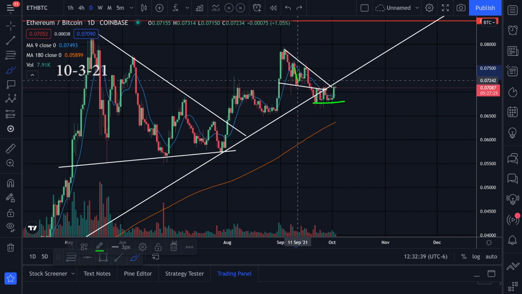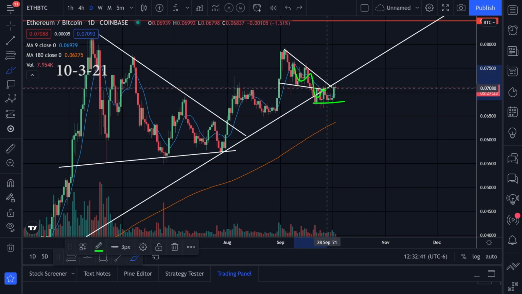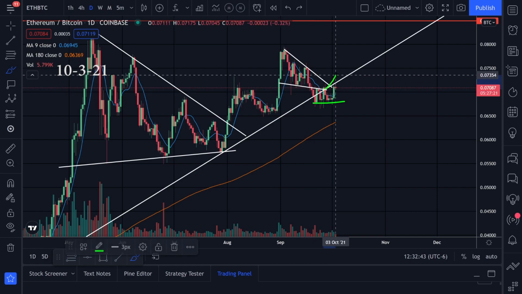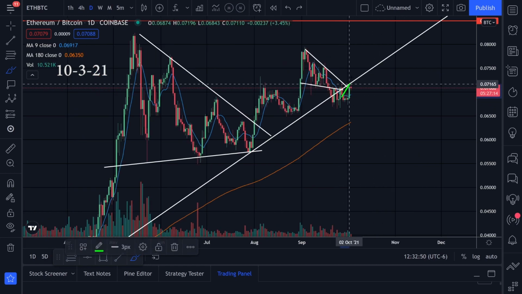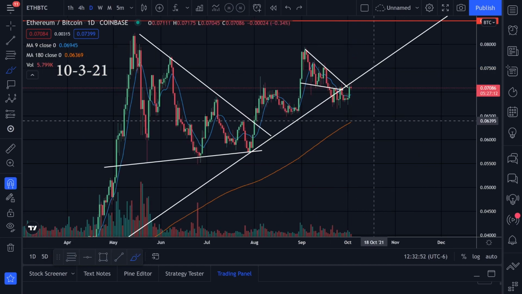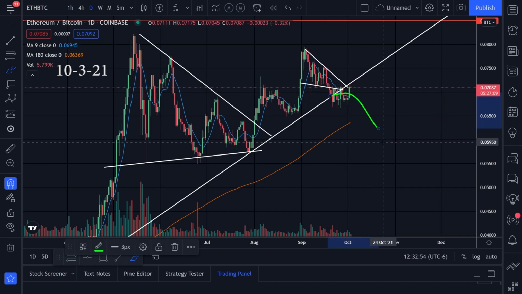pattern, and it looks like we broke to the downside, but it's possible that we break back to the upside and this was just a fake out. It does look like it's still holding support. So I'm curious, if this chart is going up, we're going to be watching Ethereum more than Bitcoin, and if it's going down, then we're going to be watching Bitcoin.